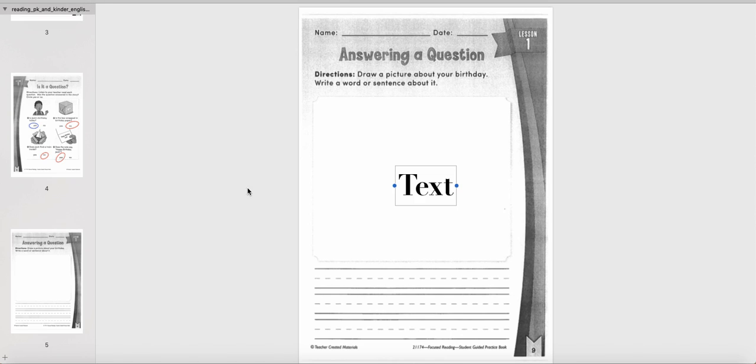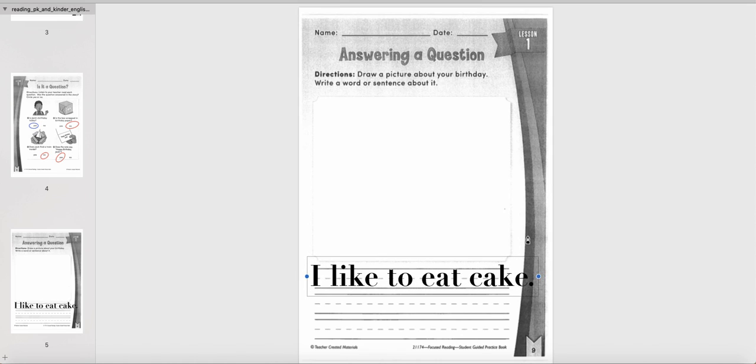Let's see. So for my birthday, I like to eat cake. This is something that I like to do on my birthday. What about you? And you can go ahead and draw your picture here of your birthday. You can draw a picture of a cake or a picture of you with a party hat, you with your friends or your family.